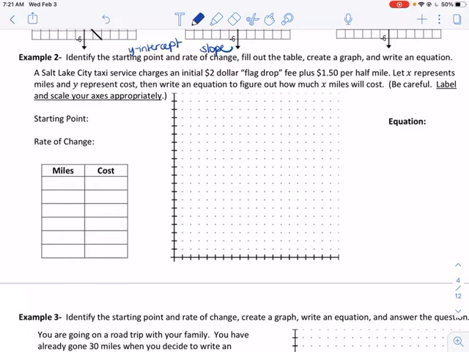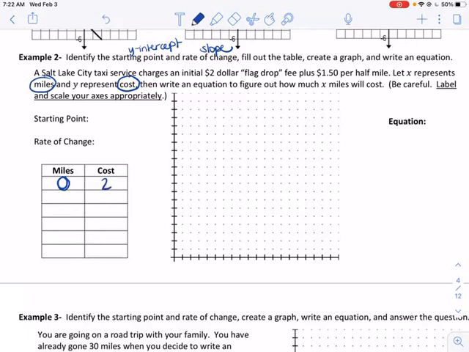Let x represent miles and y represent cost. Then write an equation to figure out how much x miles will cost. Be careful, label and scale your axes appropriately. So our starting point, I'm going to make the table first with this. I find that that's really helpful for my students to visualize. So I'm going to say always start with 0 miles. And we know that when we get in it, we have to pay an initial $2 fee. So the cost is $2 for 0 miles.